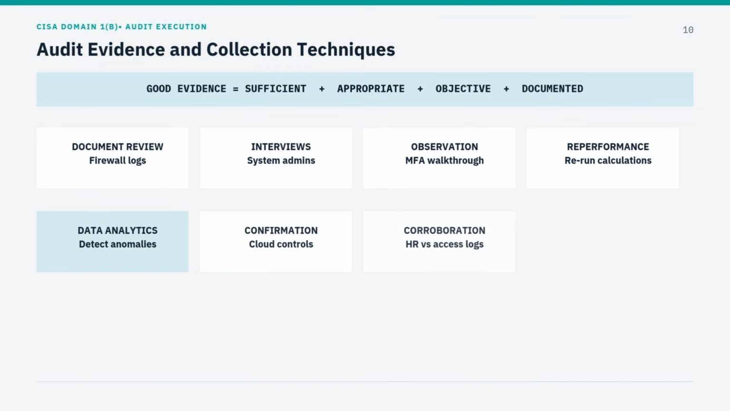Audit evidence. Good audit evidence must be sufficient, appropriate, objective and documented. Evidence can come from document review, interviews, observation, performance, data analytics, confirmation, and corroboration. The auditor should seek reliable evidence that directly supports the audit conclusion.